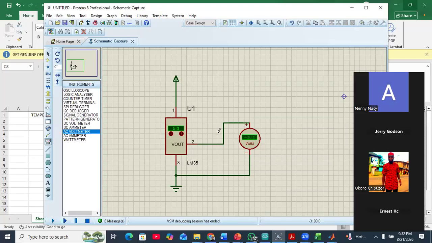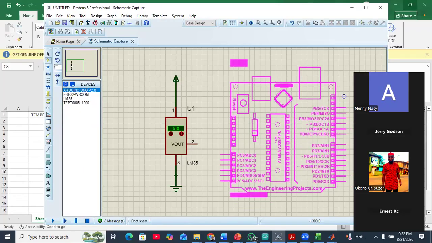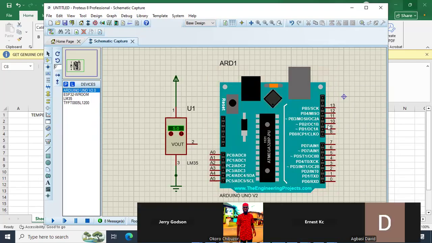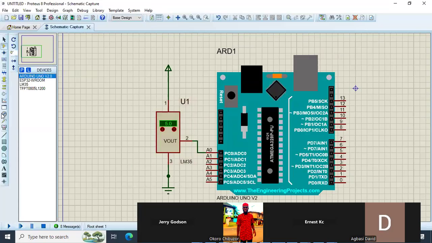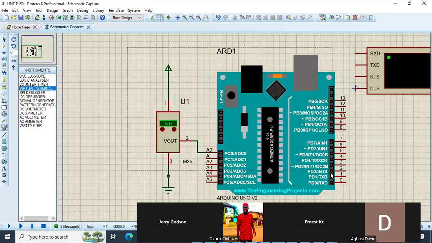We don't need this. And then we pick the controller now. We pick the controller and connect it to any of the channel. Then we want to see it. We pick the virtual terminal to help us see what we are doing.